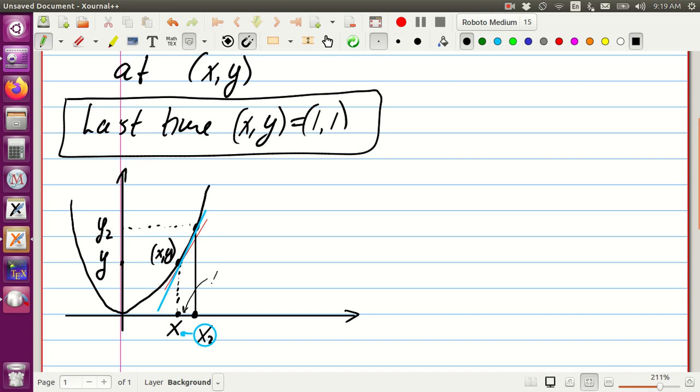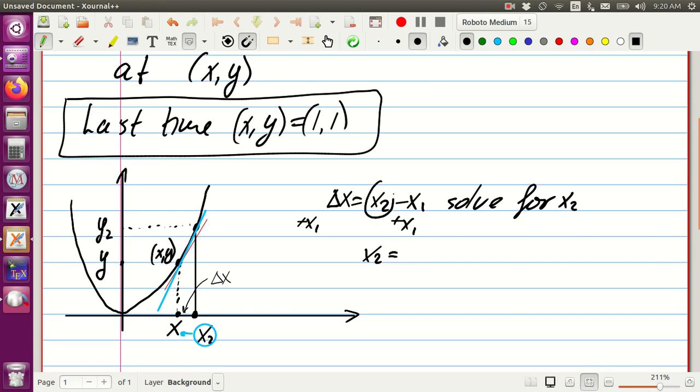Okay, so let's take this distance over here and call it delta x. And delta x is just x2 minus x1. All right. So last time what we did, we solved for x2. So if we add x1 to both sides, we're going to get that x2 is equal to x1, which is on the left side now, plus delta x. So this is our formula for x2.